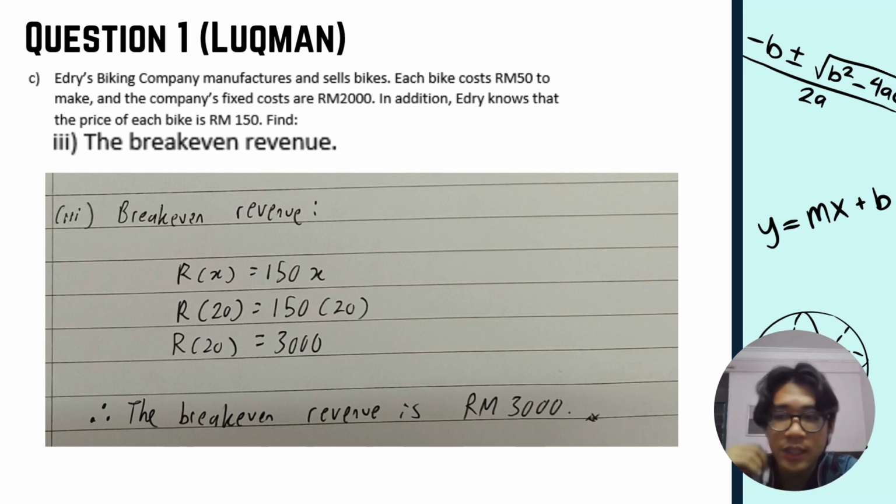For question C3, we find the break-even revenue. The break-even revenue is simply the product of the break-even quantity and the price per bike. So break-even revenue equals price per bike times break-even quantity. So we get R(x) equals 150x. We put in the break-even quantity 20, so R(20) equals 150 times 20. So now we get 3,000 ringgit. Therefore, the break-even revenue is 3,000 ringgit.